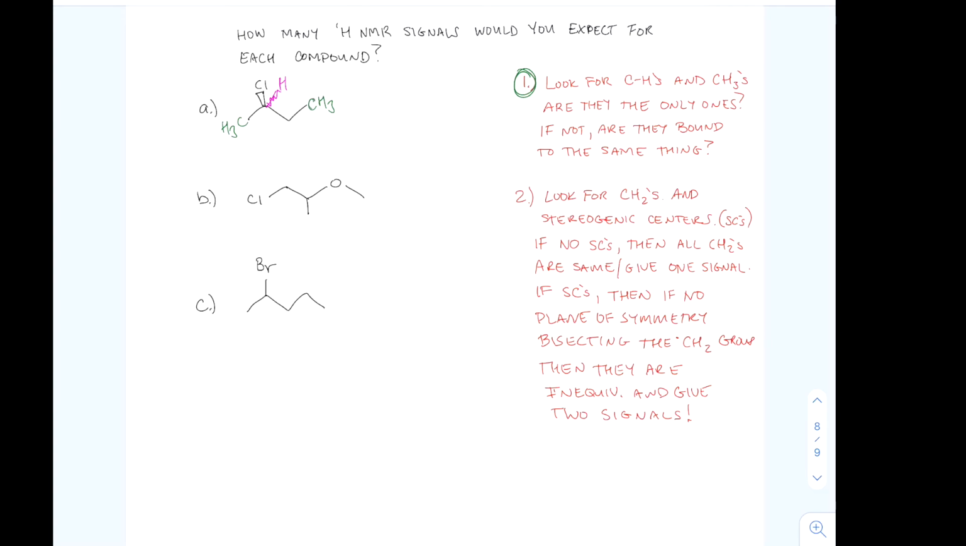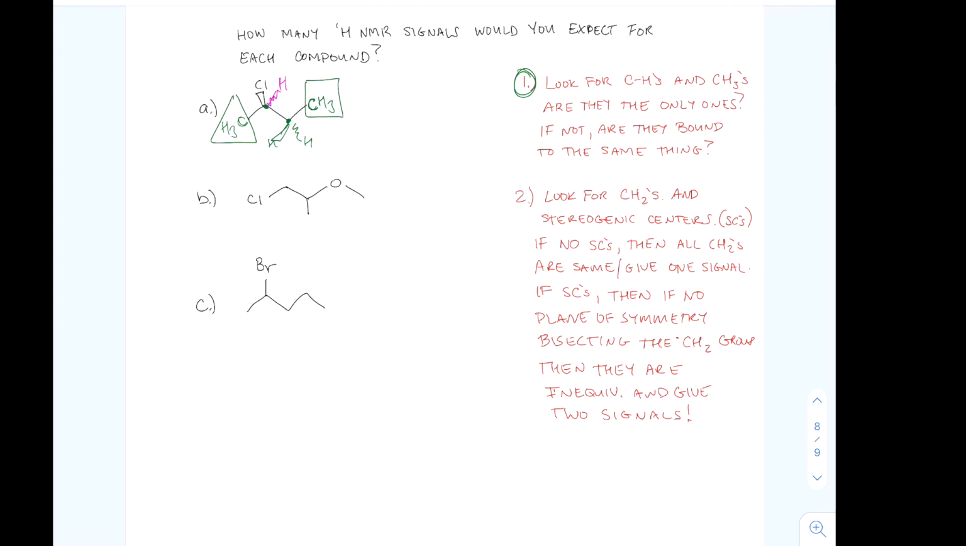What I mean by that is, what's this carbon bound to? Well, it's bound to a carbon, but that carbon is bound to 2 hydrogens, right? So this one on the left, that is bound to a carbon as well, but that carbon is bound to a chlorine and a hydrogen, so that's different. And so therefore, these are going to be different as well. Okay, so that's 2 signals from those 2 separate CH3s. But all the hydrogens on the CH3s are always equivalent.